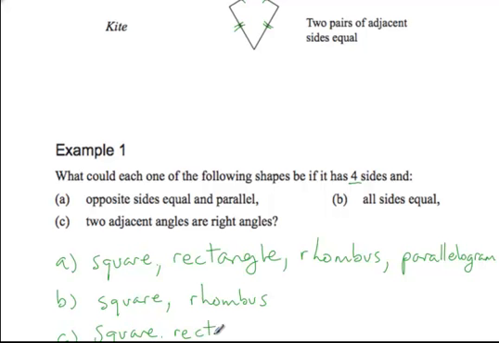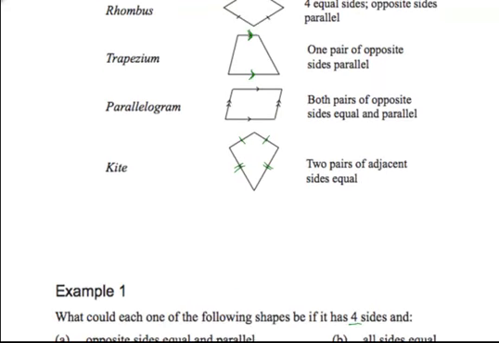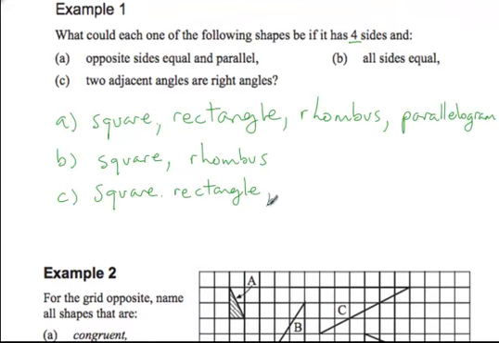Now, if we look at these shapes, we don't see any others that have adjacent 90 degree angles. However, we could draw a trapezium that did have that, because we could do something like this. These sides would be parallel, and so this would be a trapezium. If you drew it well, you would have adjacent 90 degree angles, adjacent right angles, and so you could make a trapezium that would also answer that correctly.